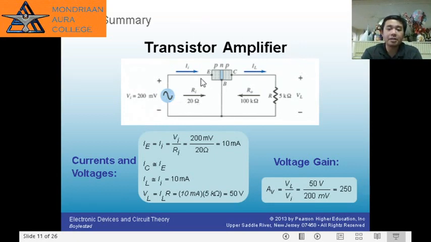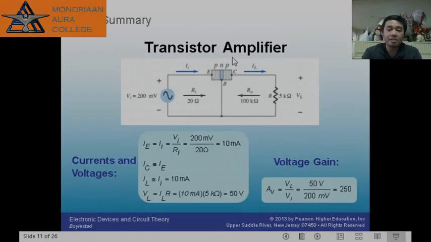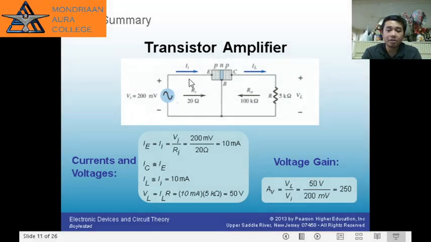Another parameter is the input resistance or the input impedance. In this case, it's 20 ohms. And we have another parameter, the output resistance or the output impedance, which is 100 kilo ohms. The input resistance or impedance is an input property of our amplifier. The output resistance or impedance is an output property of our amplifier. So these are the parameters of your circuit.